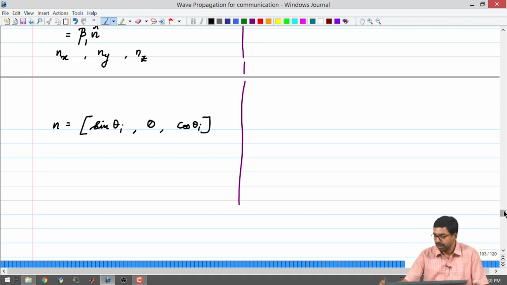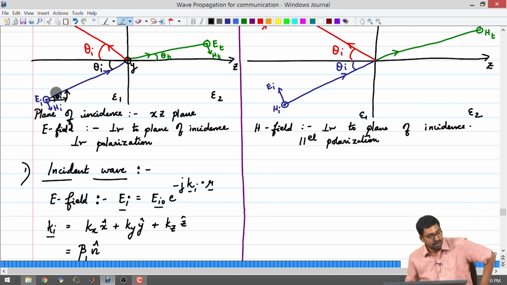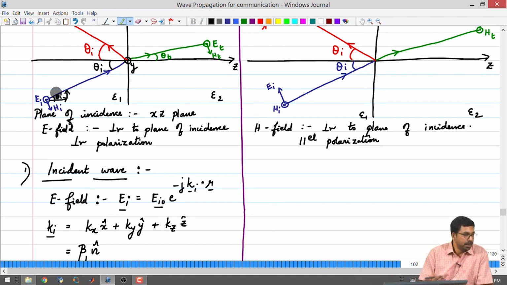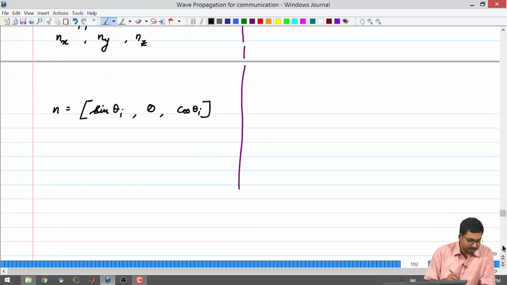The other way you can also think of is, you can always write cos theta I is equal to nx divided by n, n is equal to 1. So, sin theta I is equal to nx, or you can always write cos theta I is equal to nz divided by n, or cos theta I is equal to nz. So, the components you can find out by using elementary trigonometry. Once you have found that, then it is very simple. We can always write down what k I is going to be like, right.